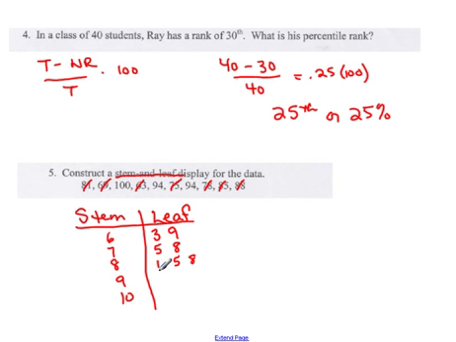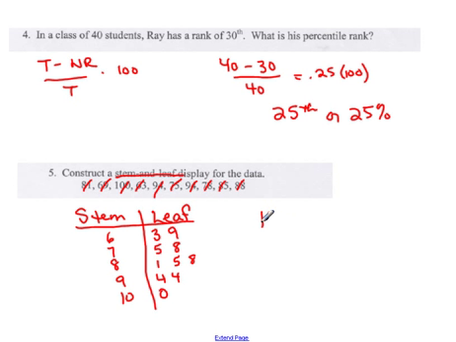In the 90s, I have one value that's repeated there. I have two 94s, so I will write 4 twice. And then, of course, the last value is 100, so its leaf is a 0.